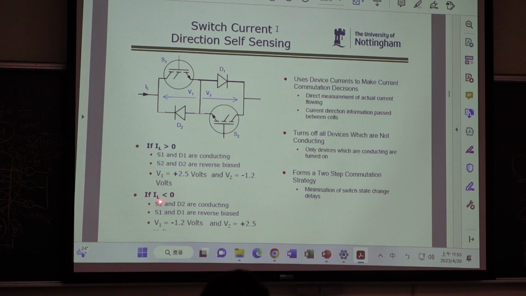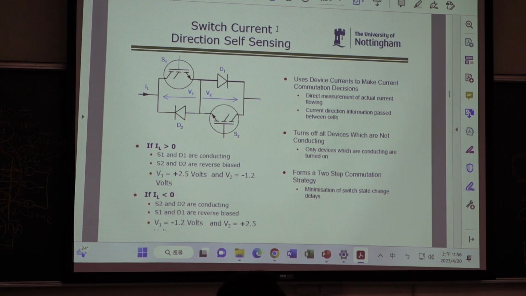We can see this one. If IL goes this way, then V1, how about this one? This turns on with 1.2 drop, and goes this way. So this is plus minus. So we can see V1 is minus 1.2, right? So if V1 is 2.5 and V2 is minus 1.2, then current goes this way. If V1 is minus 1.2 and V2 is 2.5, then it goes the other way. If you measure the voltage, can you know the current? Yes.